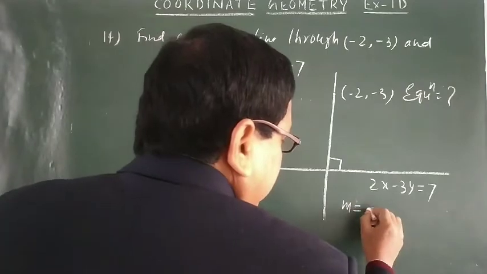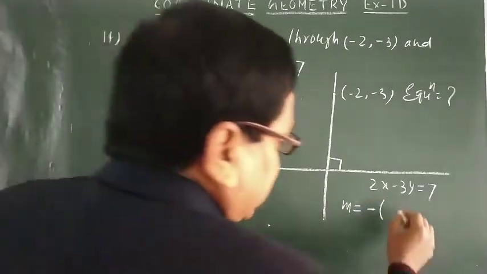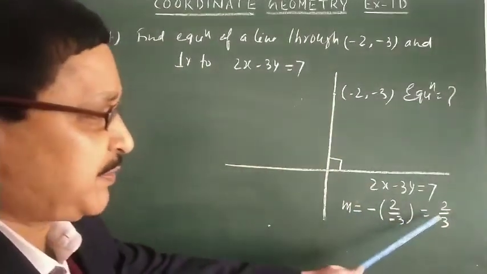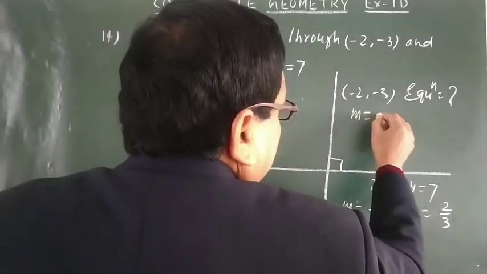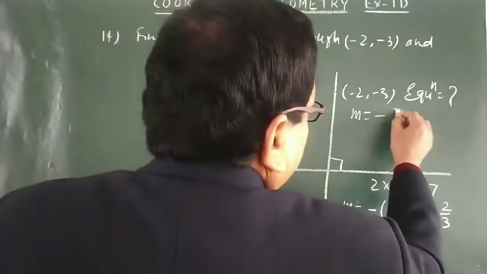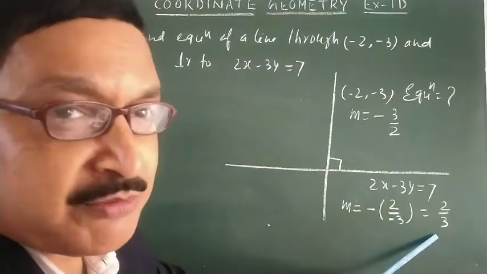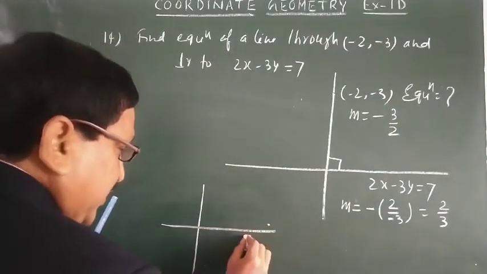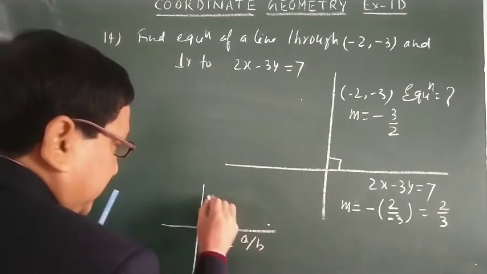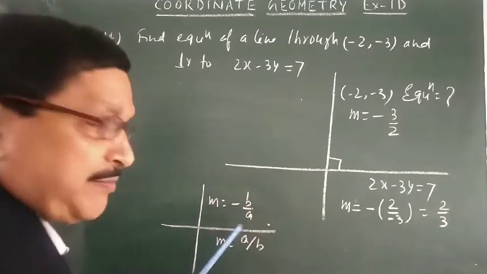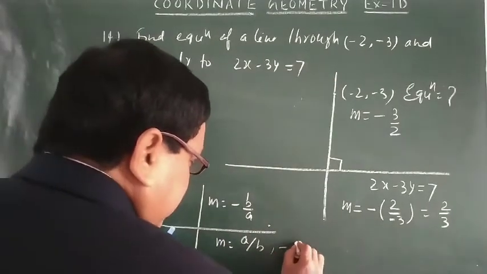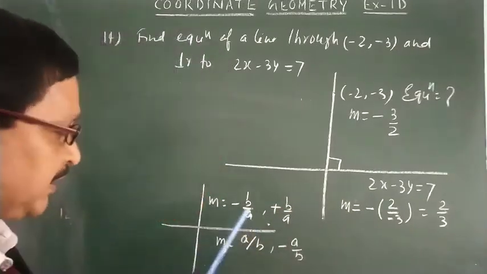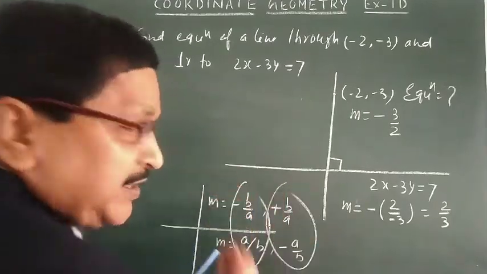So the slope of this line is negative of the coefficient of x. The coefficient of x is 2, the coefficient of y is minus 3. So this is 2 by 3. Now if this is 2 by 3, the slope of the perpendicular line is minus 3 by 2, so that this into this is equal to minus 1. I have taught you that for the slope of a perpendicular line, if this is a by b, then this will be minus b by a, and vice versa. If this is minus a by b, this will be plus b by a, so that the product of this and this is minus 1.